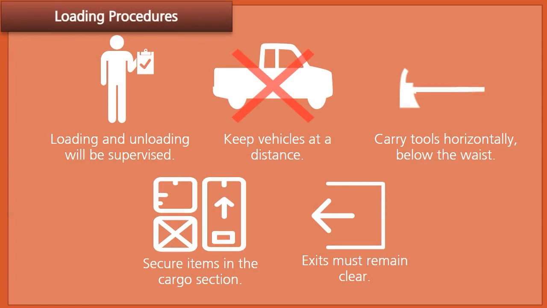Internal loading procedures. The crew leader or pilot will supervise the proper loading and unloading of passengers and equipment or cargo. Never drive a vehicle under the rotor blades. Always carry tools or long objects horizontally, below waist level, never upright or over the shoulder. When loading equipment or cargo, store and secure the items in the cargo section when possible. Any items placed inside the cabin must be secured and must not block any of the exits.